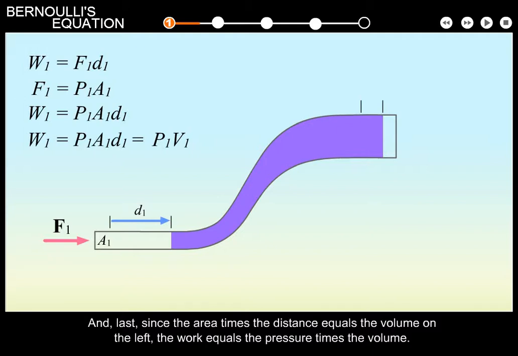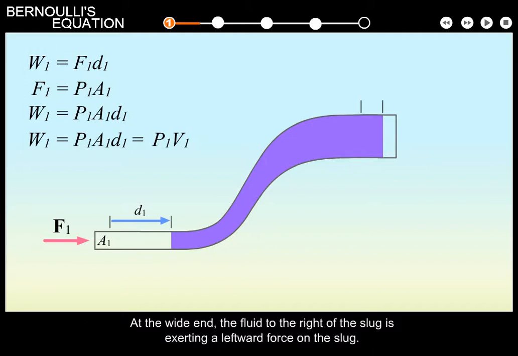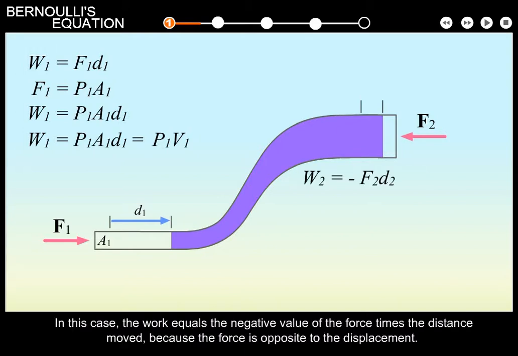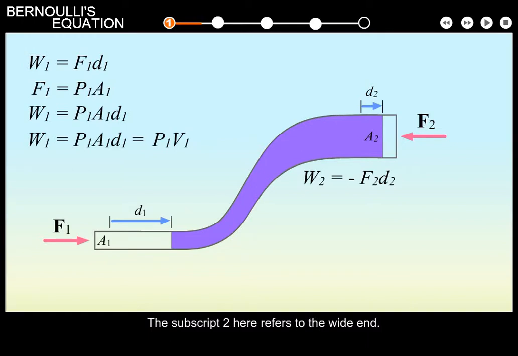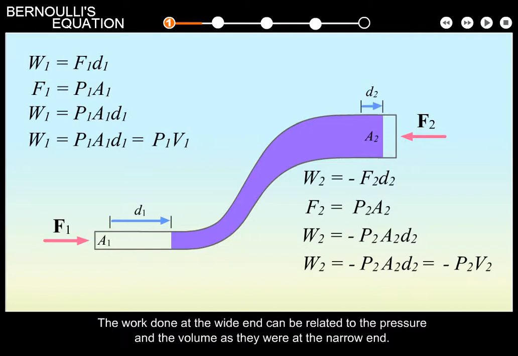At the wide end, the fluid to the right of the slug is exerting a leftward force on the slug. In this case, the work equals the negative value of the force times the distance moved, because the force is opposite to the displacement. The subscript 2 here refers to the wide end. The work done at the wide end can be related to the pressure and the volume as they were at the narrow end.